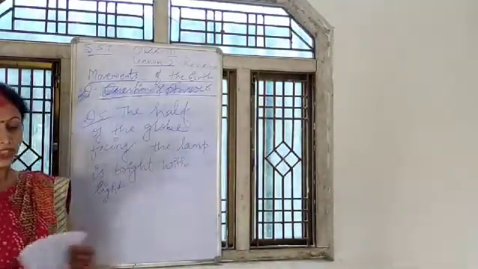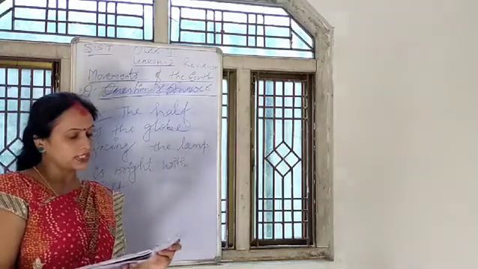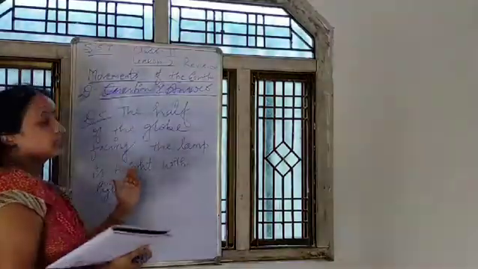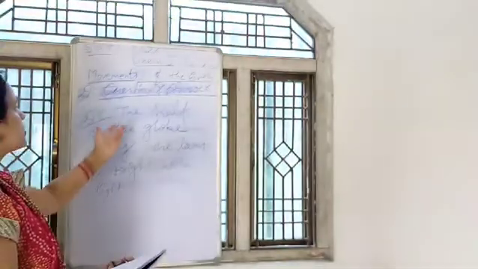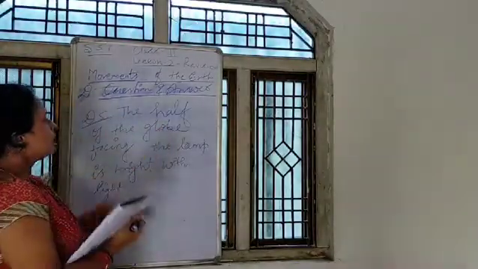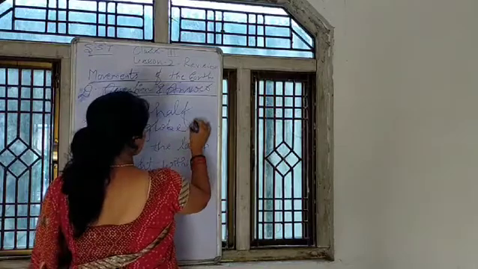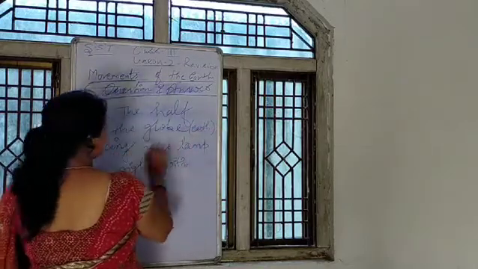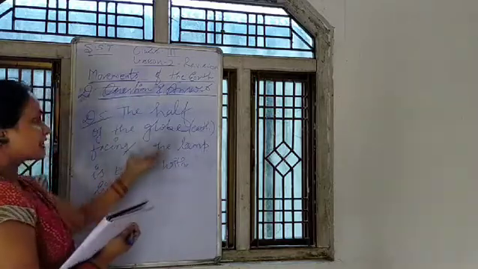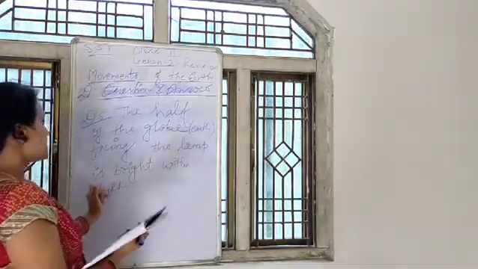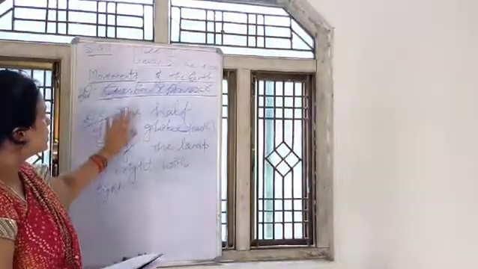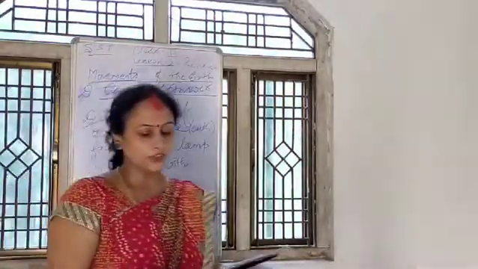Isn't it now? So what is the question? How much of the earth is in the light at any one time? So that half part of the earth is in light. You can write half of the earth or the globe, facing the lamp, means facing the light, is bright with light. So this is answer number D5.